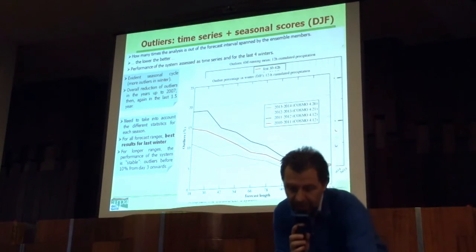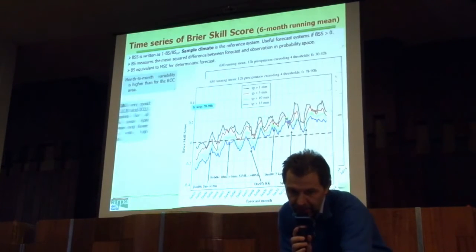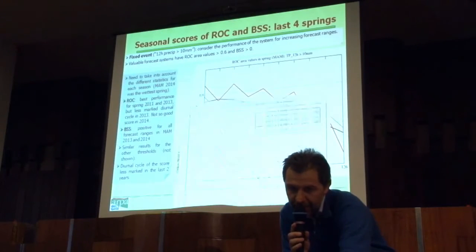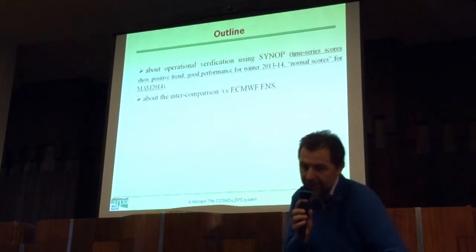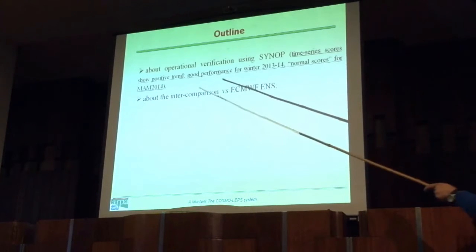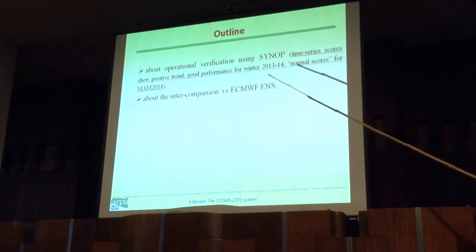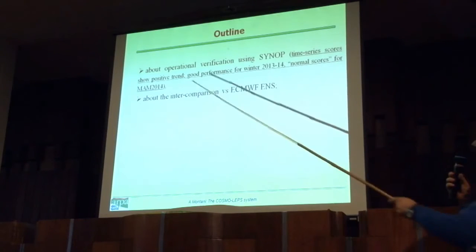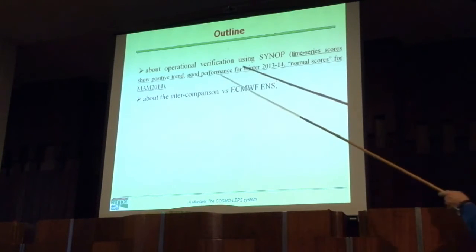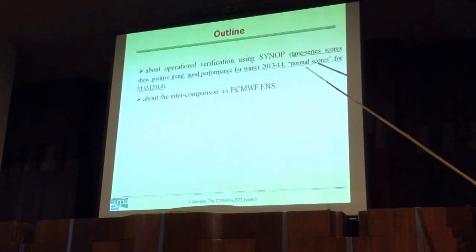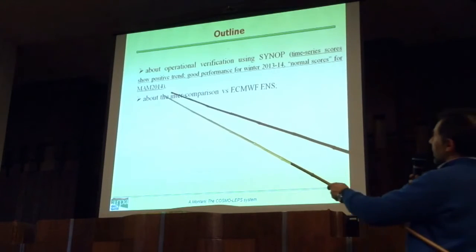Now, I have many scores of this, but this is very boring, so I try to skip a bit, otherwise it's a bit tiring. I try to look very quickly, we talk about the operational verification using SYNOP. We can see that these time series scores show some positive trend with good performance for last winter and some normal score, which I didn't explain in detail, for last spring.